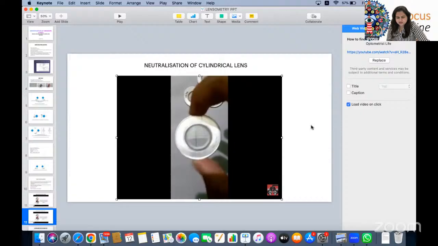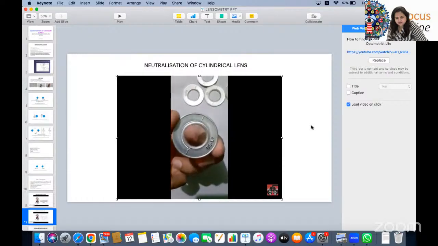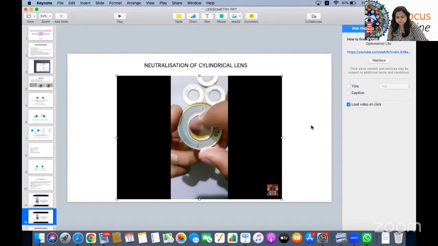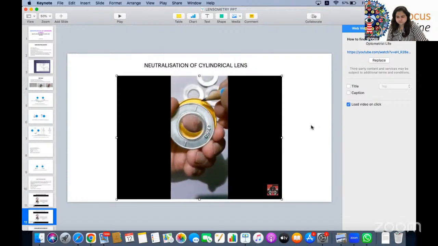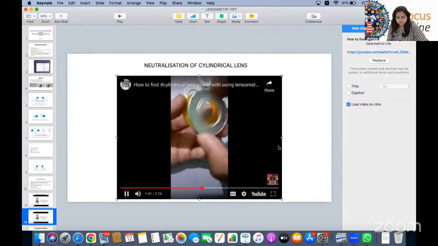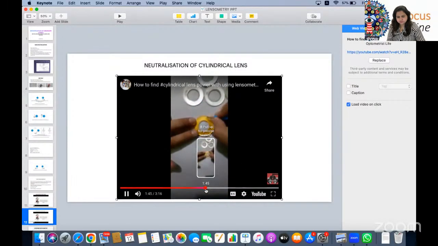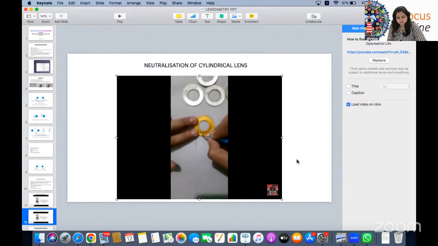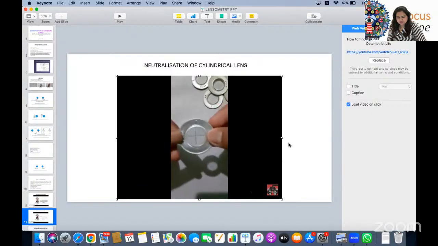So almost here there is no scissoring movement. We got the axis here. This is where we will mark the axis with the help of a felt tip. So align it and mark it here. So this is the axis, and I am marking this axis nicely. And then we have to neutralize it with the similar spherical power.